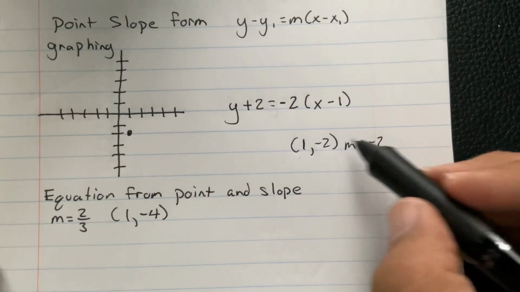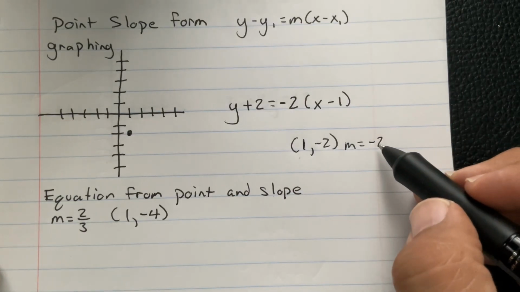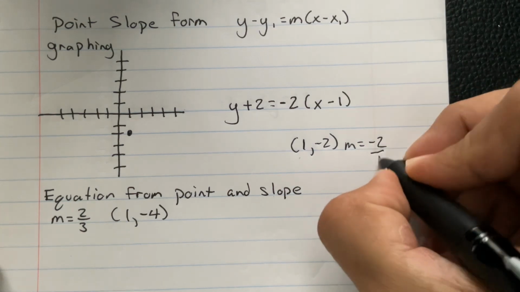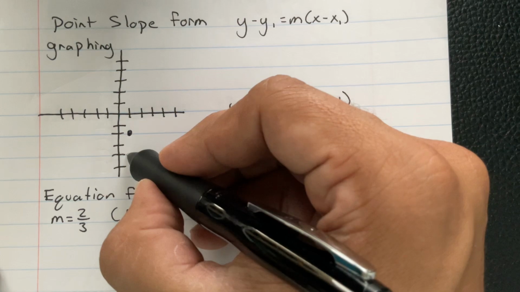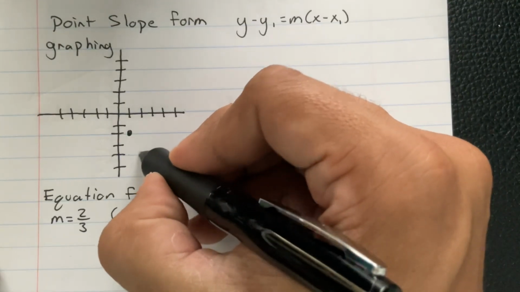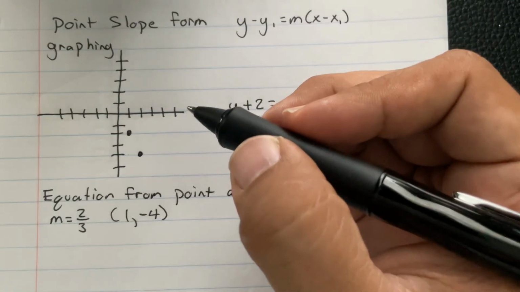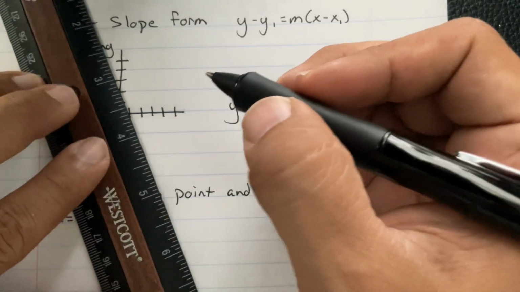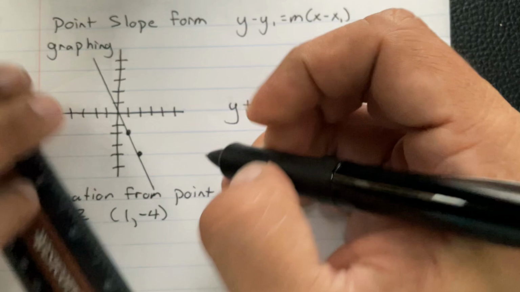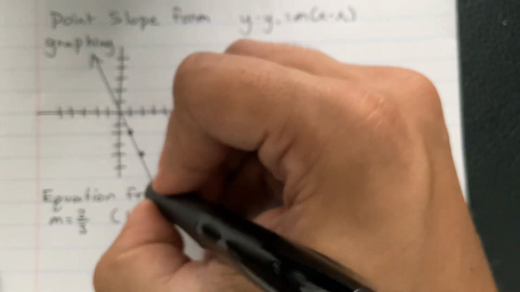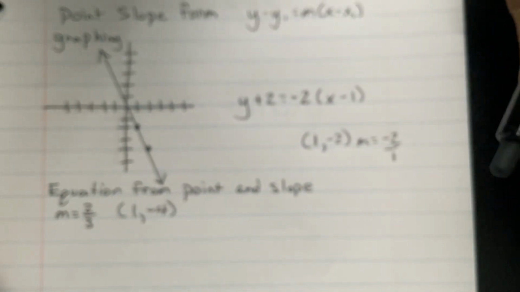I found this. Now I have to use the slope, which is negative 2 over 1. So we're going to go down 2, to the right 1, and we're done. That's graphed. Make a little line here. We are done with that.